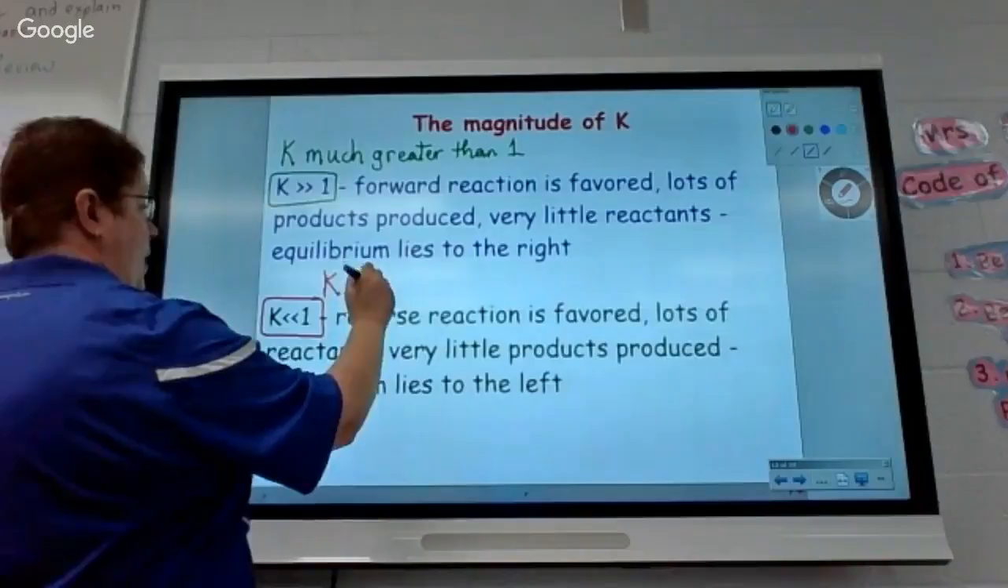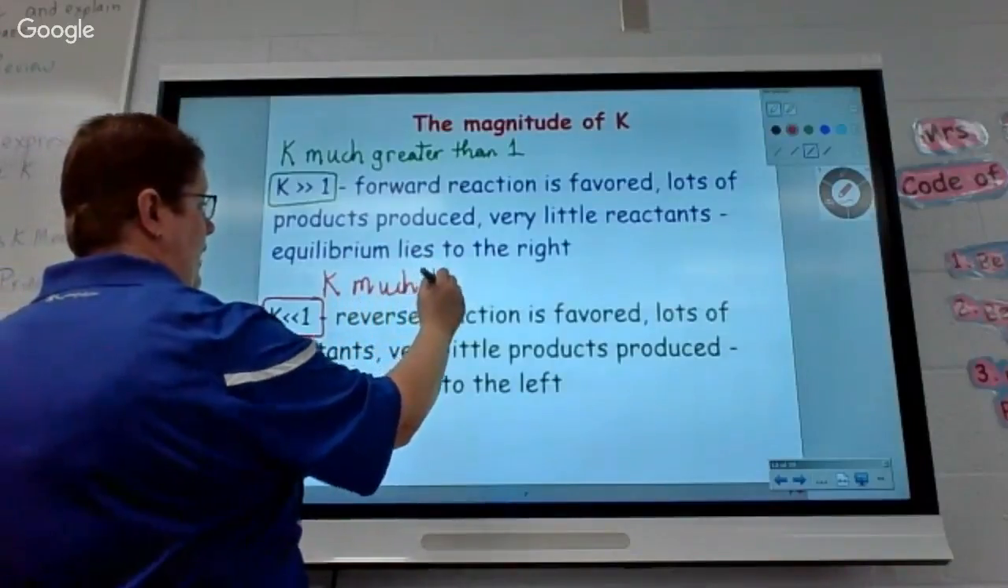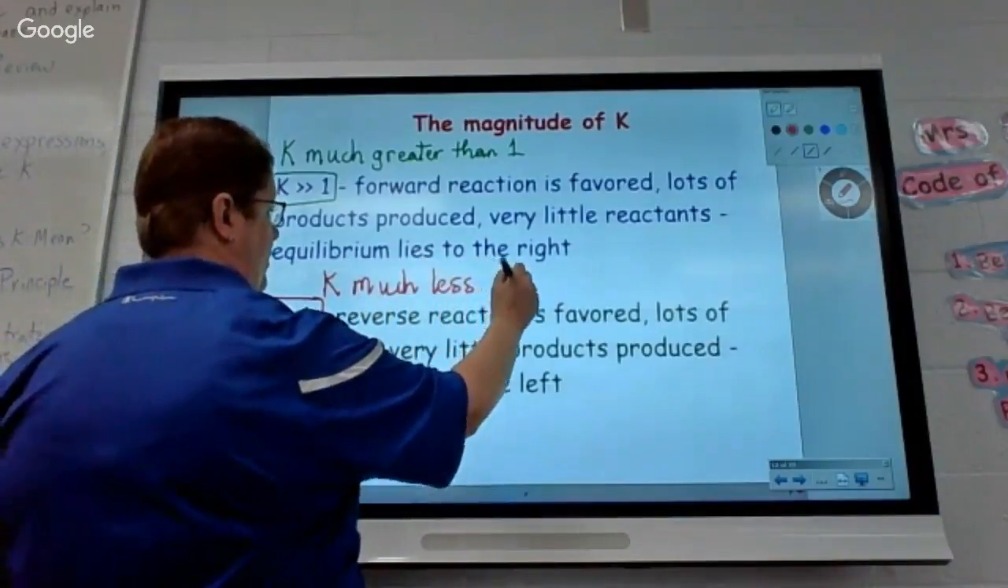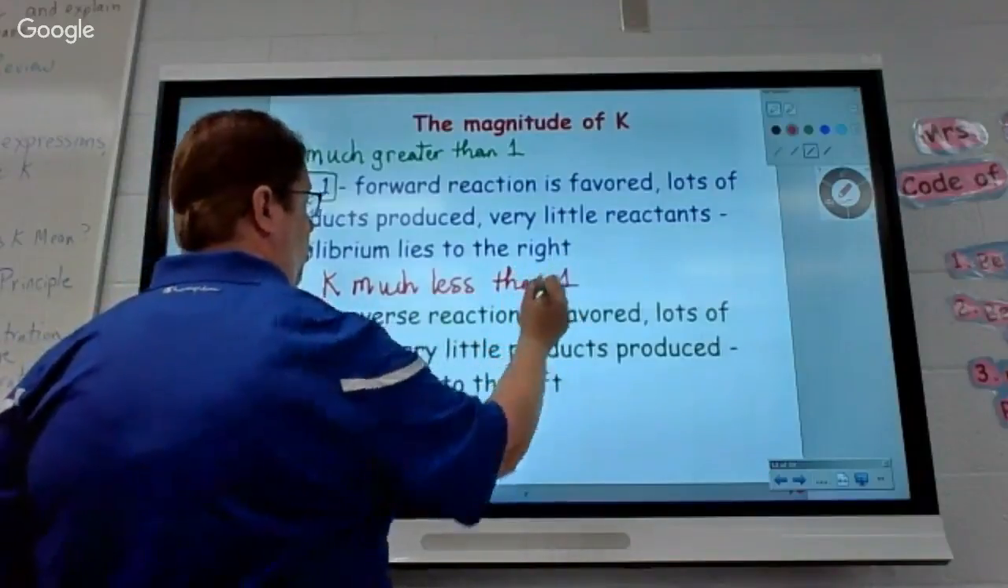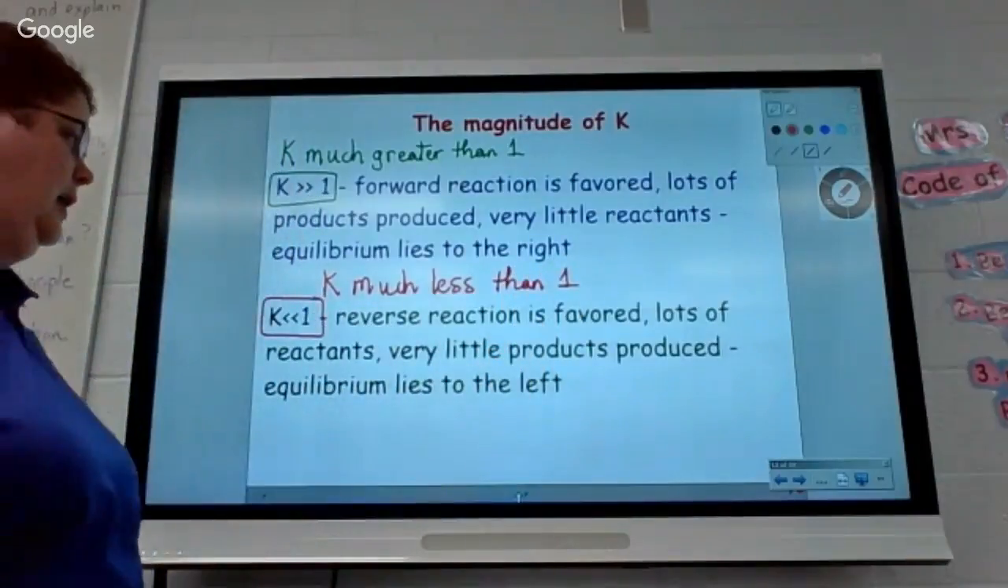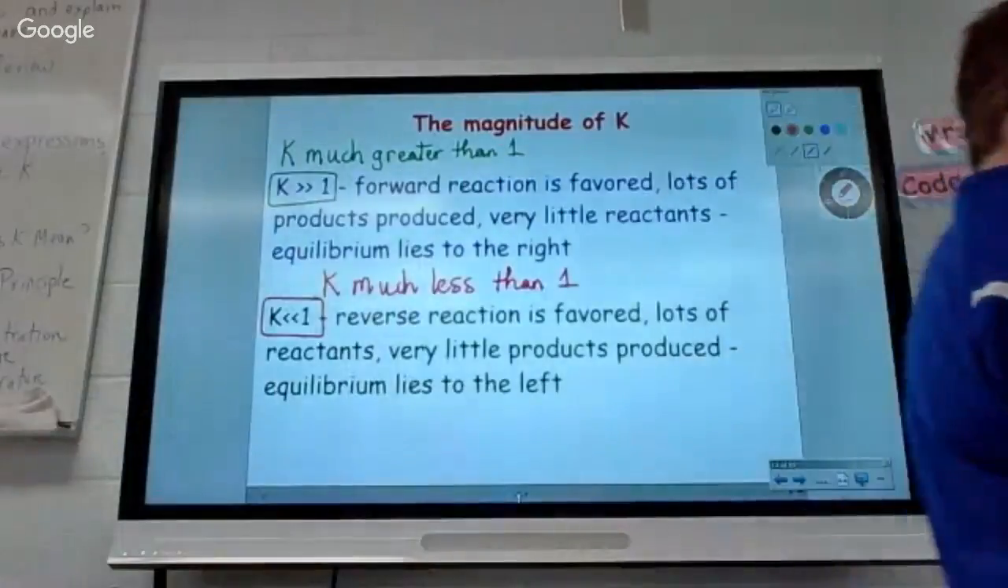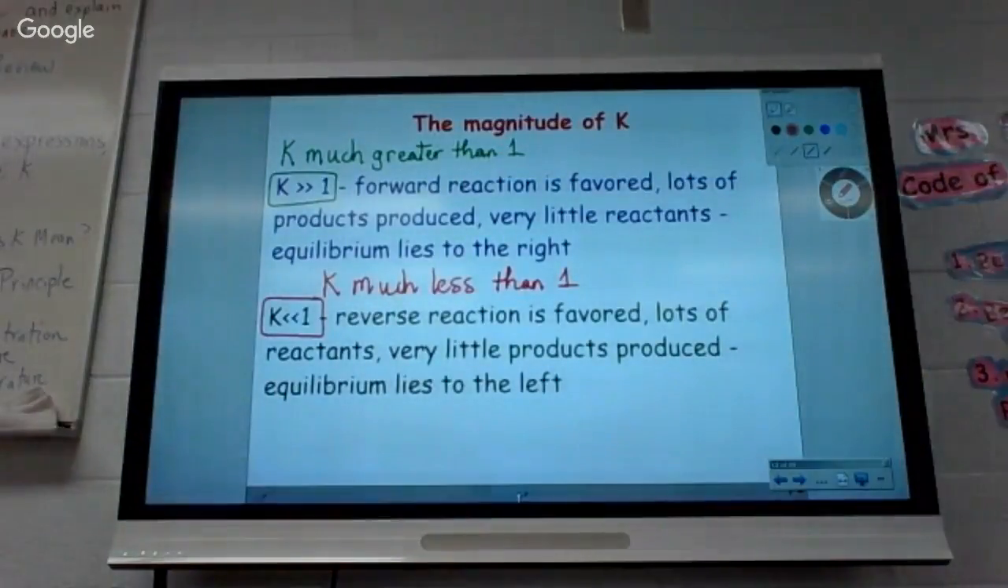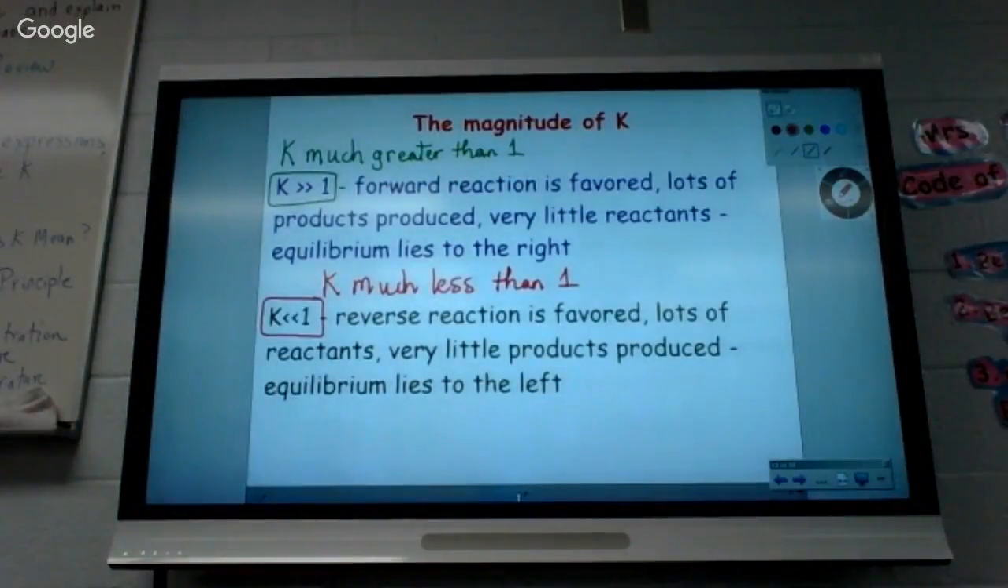K is much less than 1. Okay, K is much less than 1. That means the reverse reaction is favored. If the reverse reaction is favored, you have lots of reactants. Very little products are made. And the equilibrium lies to the left.